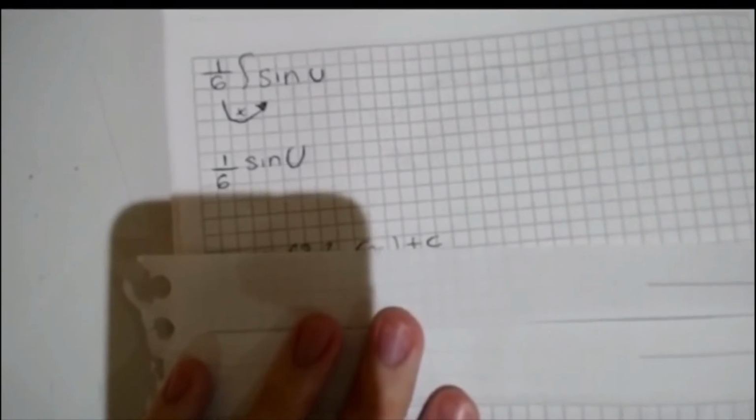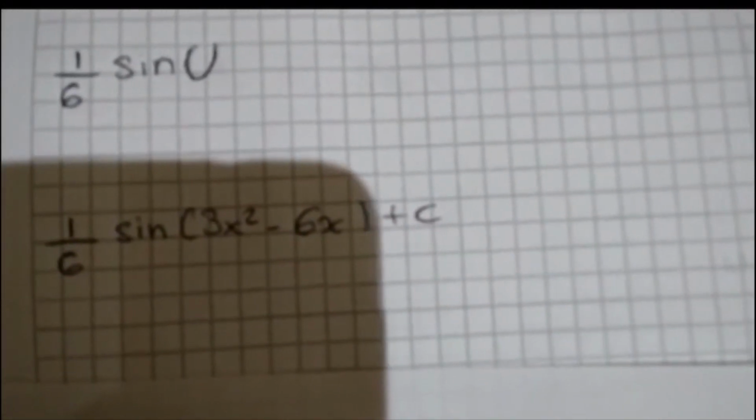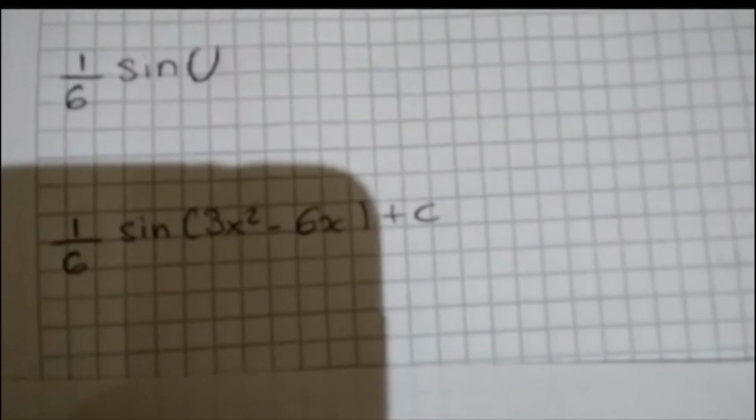So we move the 1 over 6 to the inside of the integral. Then we have 1 over 6 sin of u. And the final result will be 1 over 6 sin of 3x squared minus 6x plus c.